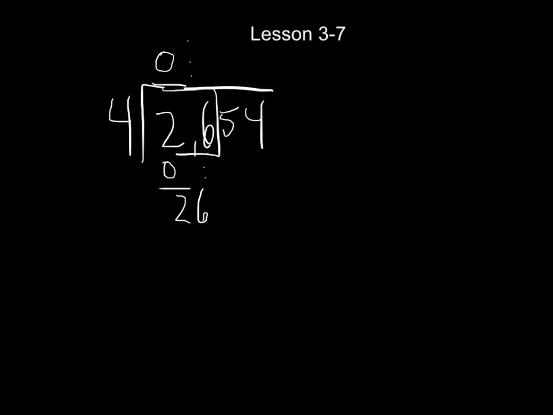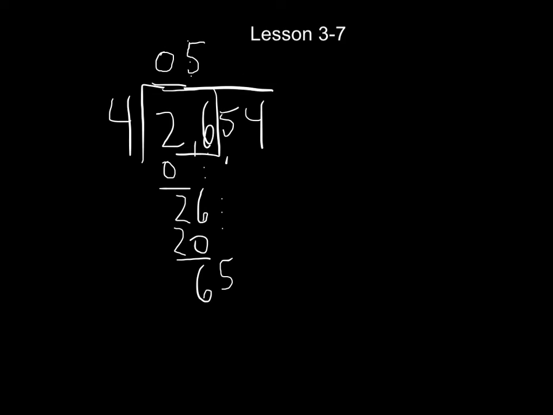I know 4 can go into 26 5 times. So if I do 5, it gives me 20. I get 6 left over. And then my 5 falls down. And then some of you are going to look at this and say, well, hold up, 4 can go into 65 over 10 times. How can I put 10 up here? If I put 10 up there, I'm going to have a huge number.